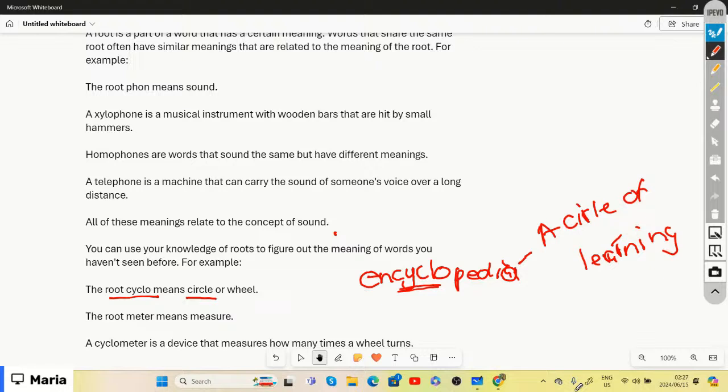All right. So we said circular, cyclopedia. We said meter. We are trying to figure out what kilometer is. It's to do with meter, a meter stick. And we said if we put those two words together, it is encyclometer.